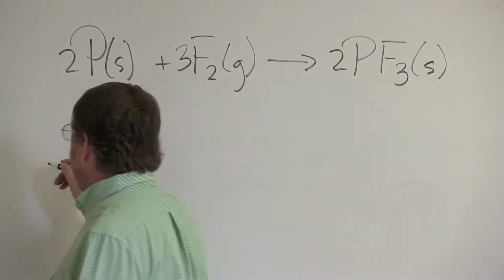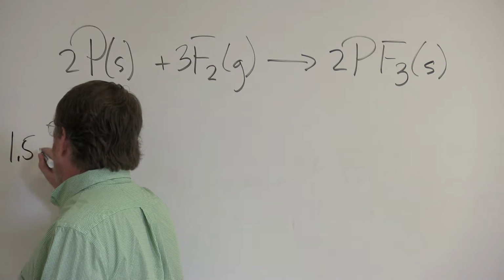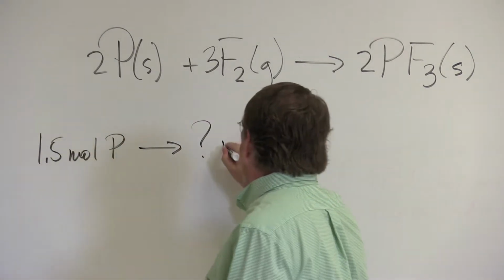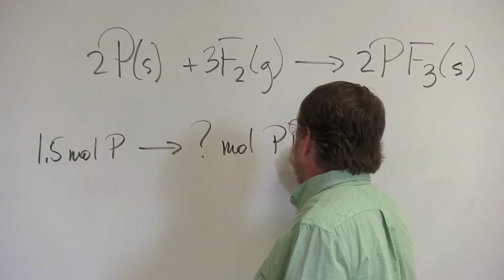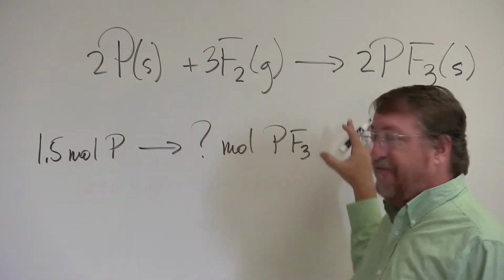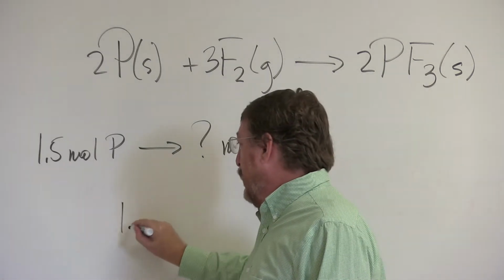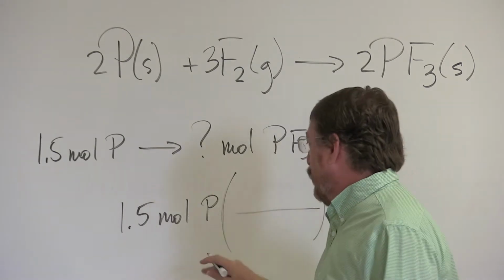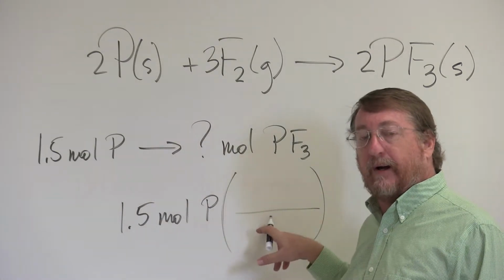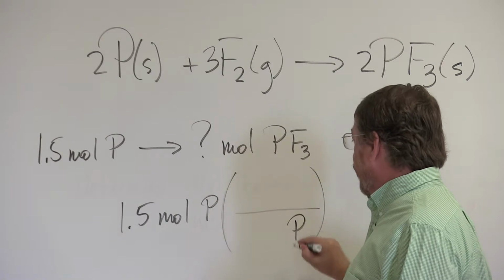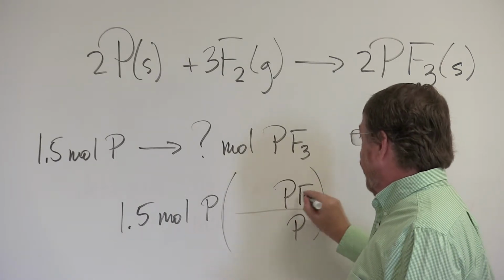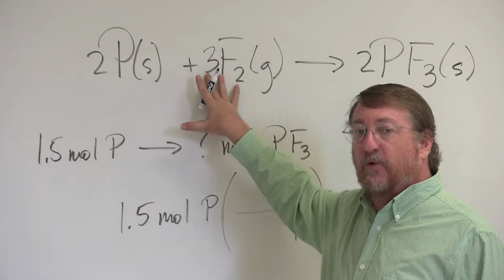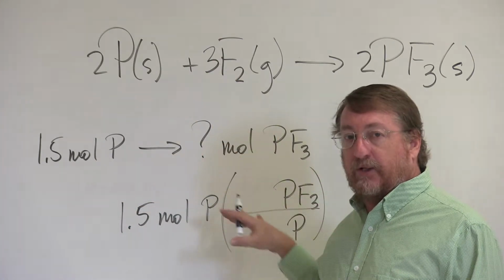So let's say we had 1.5 moles of phosphorus. And we want to know how many moles of PF3 would be produced. Well, we have the information here. So we can say, okay, 1.5 moles of phosphorus, and then we're going to set up our mole ratio. What we have goes to the bottom, what we want on top. So we're going to have phosphorus on the bottom, PF3 on top. Notice, this calculation assumes fluorine is there, but it does not use fluorine at all.